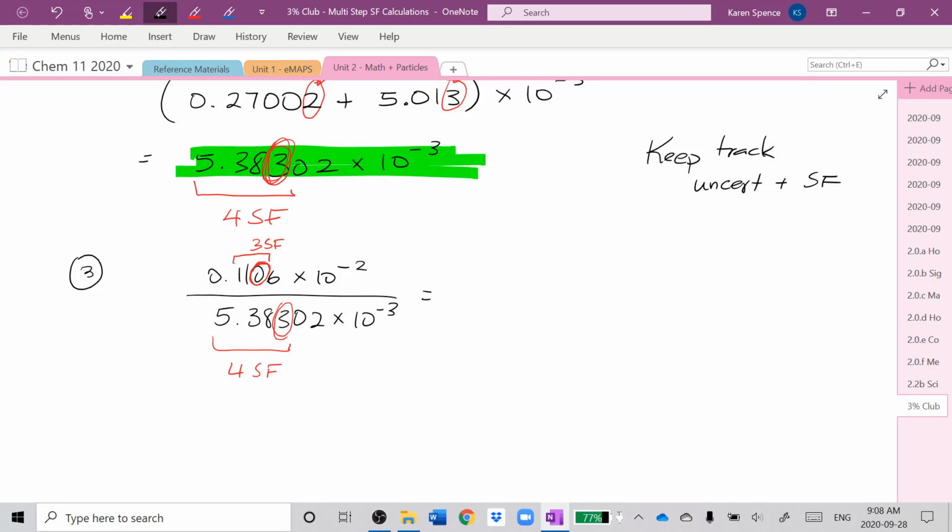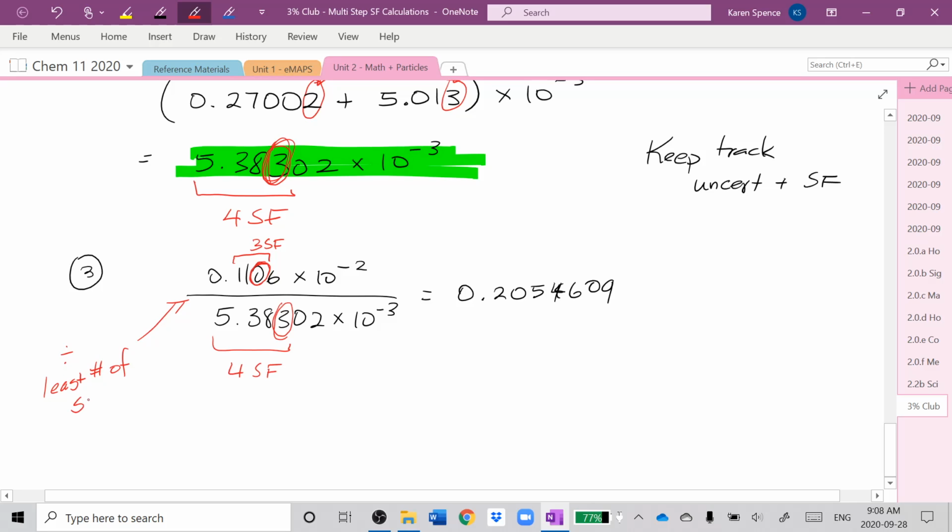So toss this all into the calculator, and we get 0.2054609. Whew, that's a lot. And we just did a division. And when we do a division, we go to the least number of sig figs. And so out of 3 sig figs and 4 sig figs, the smaller number is 3. So we're going to go to 1, 2, 3 sig figs. And so that then is going to round to 0.205.